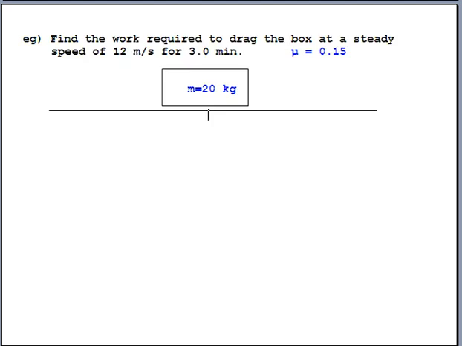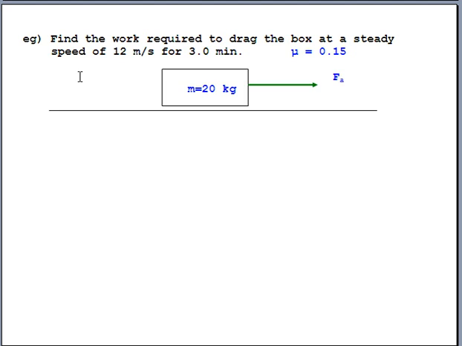Okay, a couple more here. These ones, they're not just going to offer you the force and offer you the displacement. We're going to have to put a little effort into finding them. Find the work required to drag the box at a steady speed of 12 meters per second for 3 minutes. All right, well, when they say steady speed, that's telling me that we're not accelerating. So that's telling me that the net force is actually equal to 0. And that means that you will have to pull on that box when you do your work.